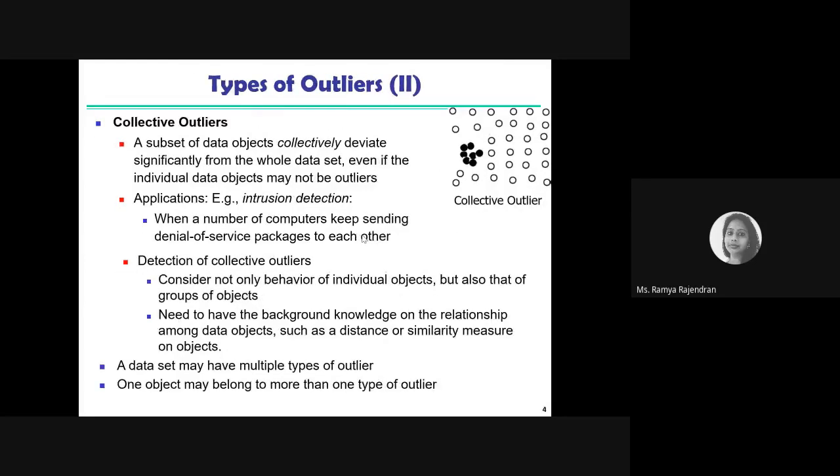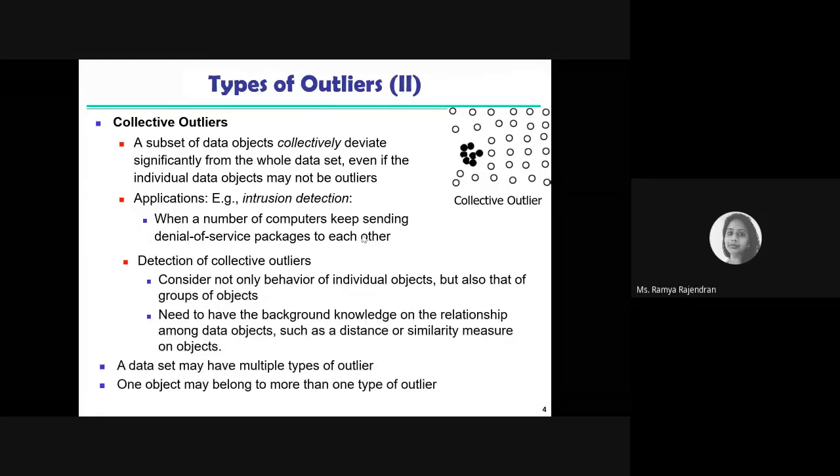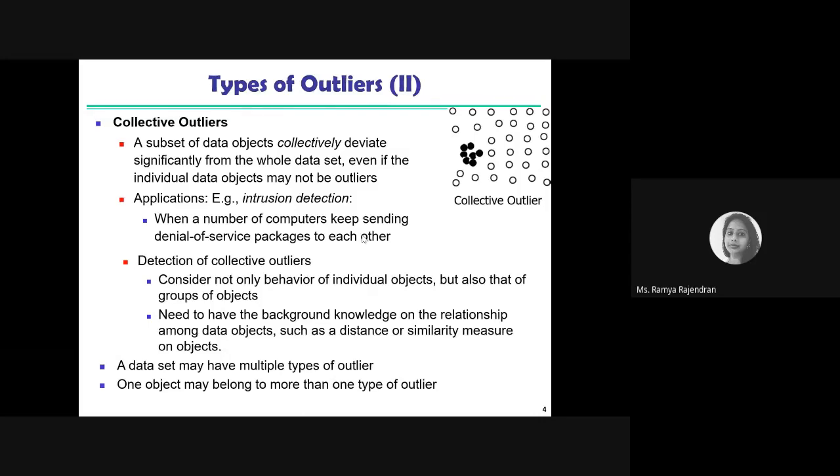The third one is a collective outlier. A collective outlier is a group of data objects which deviates completely from the whole data set. Sometimes you can't call a single point an outlier, but when a set of data is completely different from the rest of them, you can call that a collective outlier.